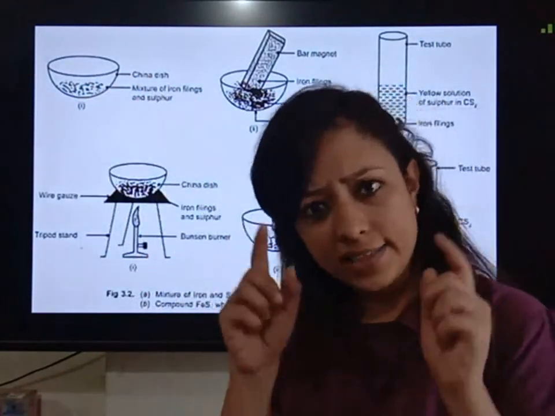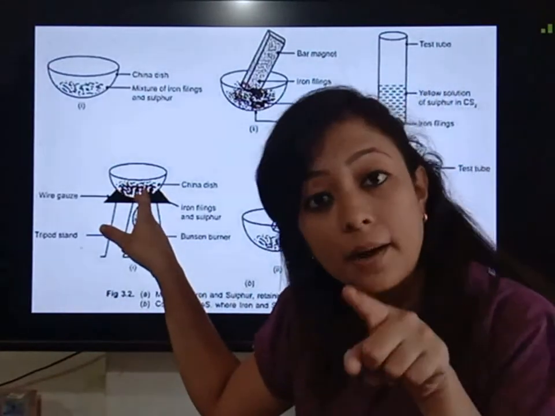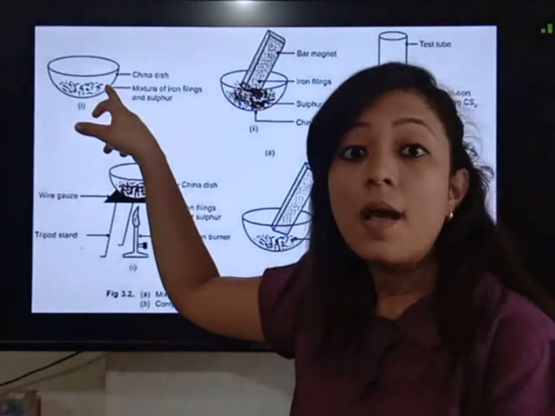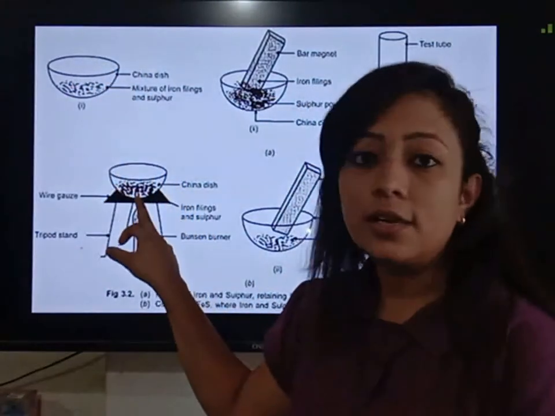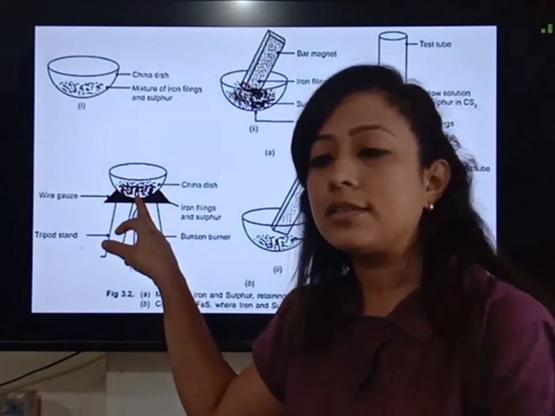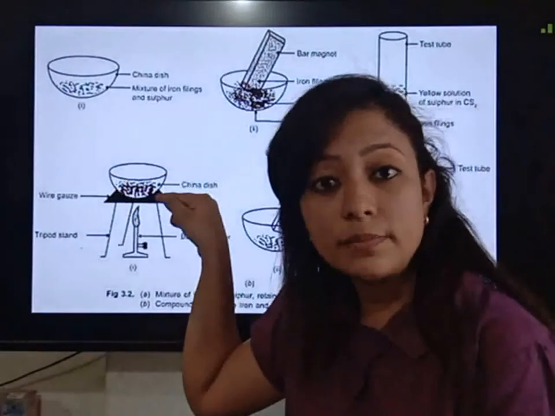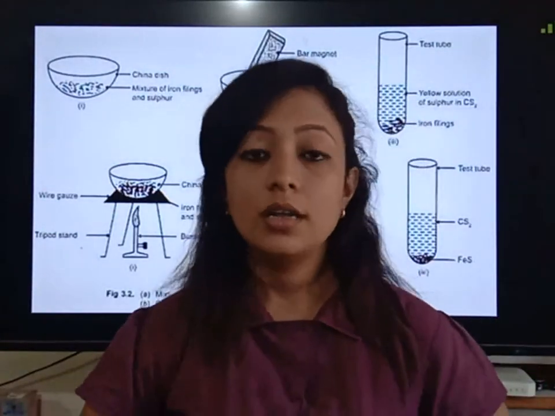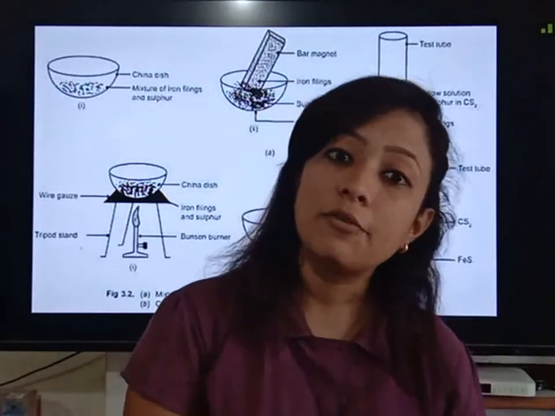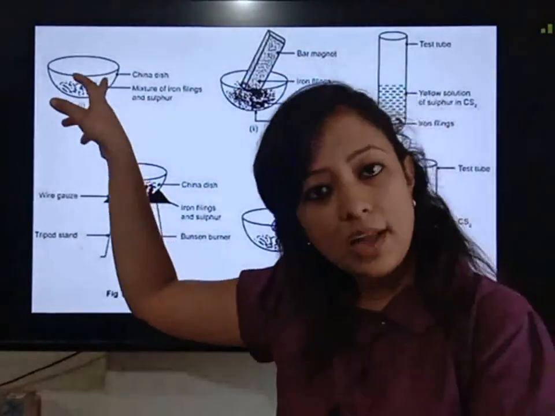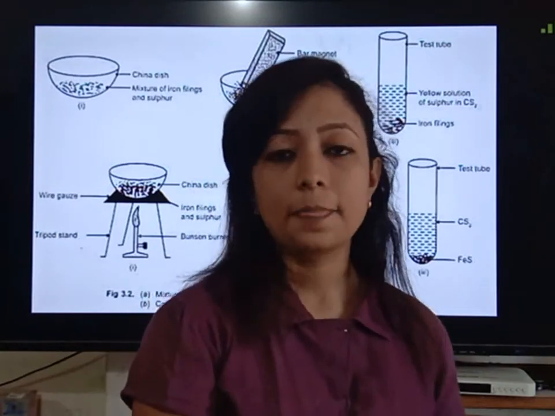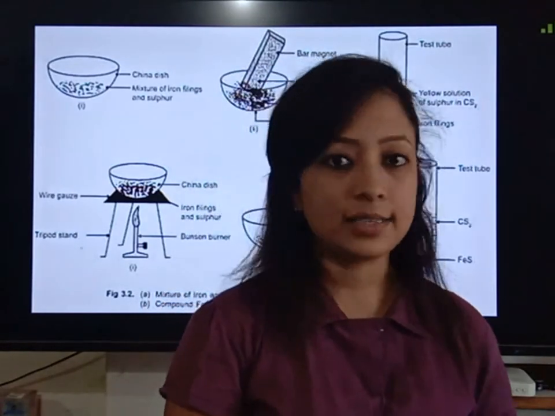And if we add same acid to the compound of iron filling and sulfur, two words are different. Here I am using word mixture. Here I am using word compound. Compound of iron filling and sulfur, that is FeS. If we add acid to this compound, what gas is evolved? This reaction produces hydrogen sulfide gas. Here only hydrogen gas. Here hydrogen sulfide gas, and properties of hydrogen sulfide gas are different.